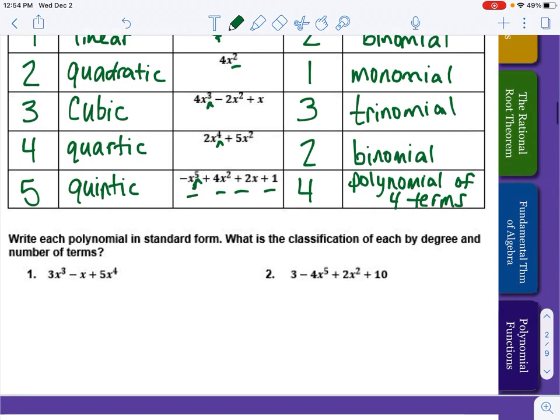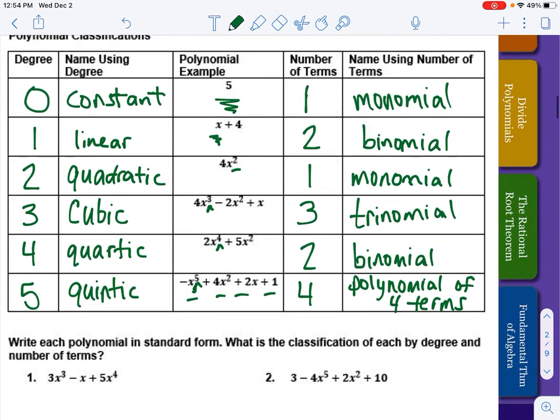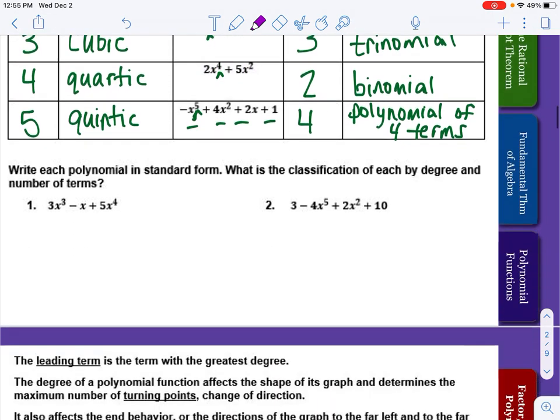Hopefully that's easy enough. We're just classifying. We're going to do that here on these next 2 examples. Write each polynomial in standard form, and then write the classification by degree and number of terms. I do want to point out, quartic is not always a binomial. That is just this specific example in the middle.